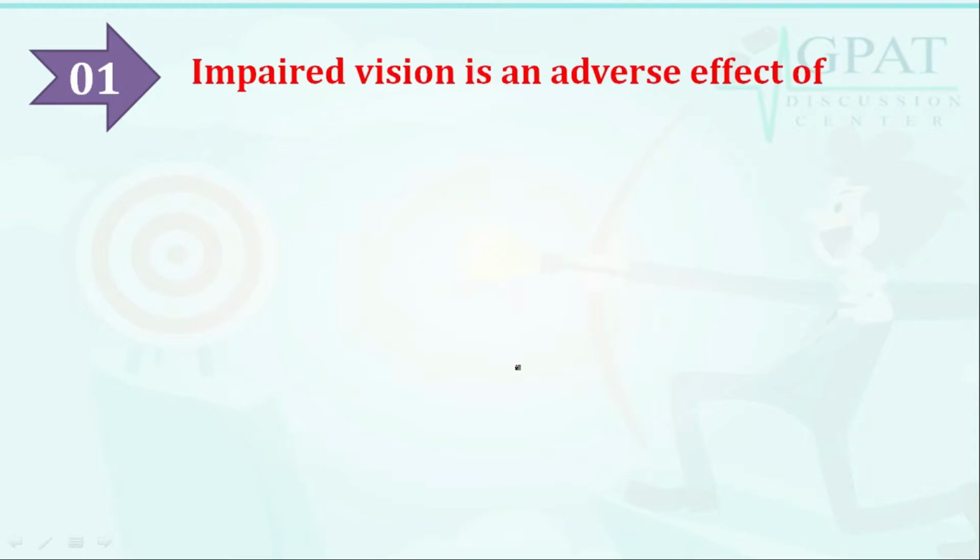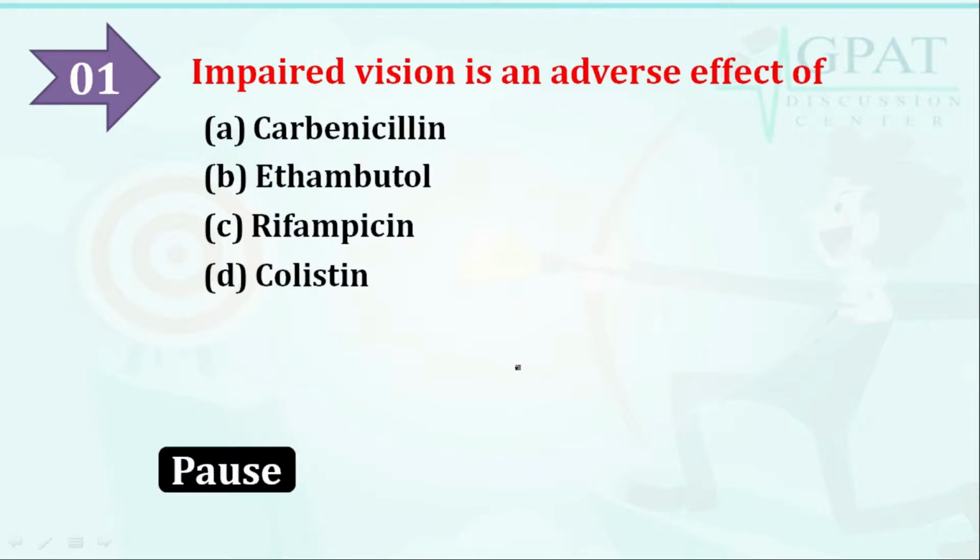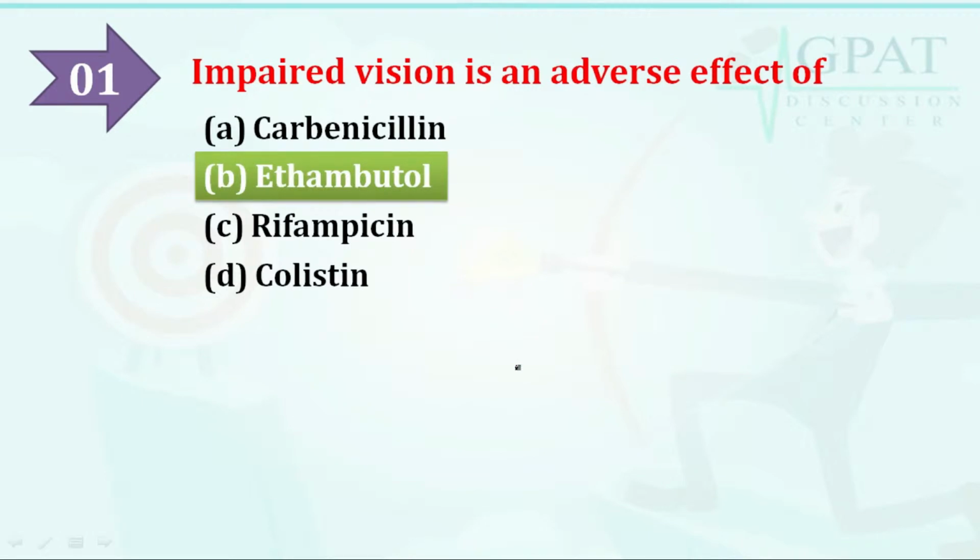We are going to cover some questions with their brief explanations, which are very important for your railway pharmacist exam. The first question is: impaired vision is an adverse effect of which drug? Option A is carbamazepine, option B is ethambutol, option C is rifampicin, option D is colchicine. The correct answer is ethambutol, which has impaired vision as an adverse effect.